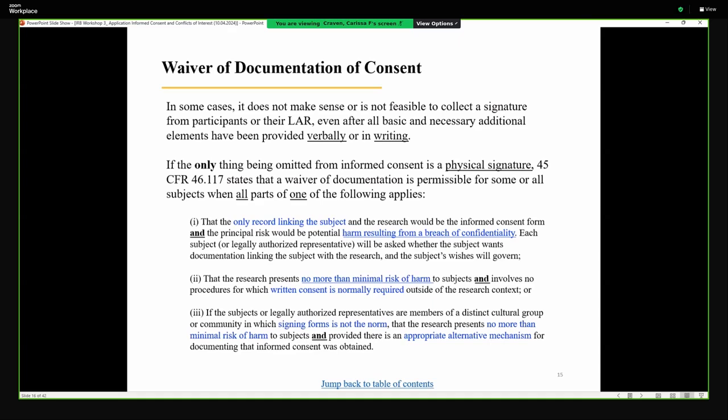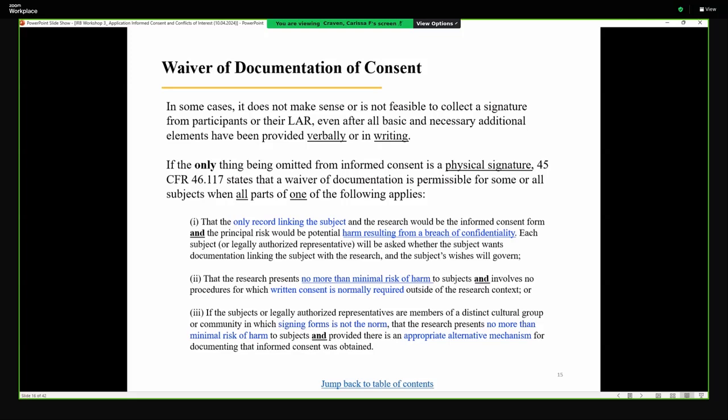So this is allowed via our federal regulation. It is permissible to take away the signature for some or all subjects if one of these applies in its entirety. So option one is in situations where the signature will link the subject to the study, and that puts them at risk of harm if their information is put out there, if there's a breach of confidentiality. If that is a potential, the subjects are given the choice. Do they want to sign it or do they want to just leave it blank? And then whichever they choose governs.